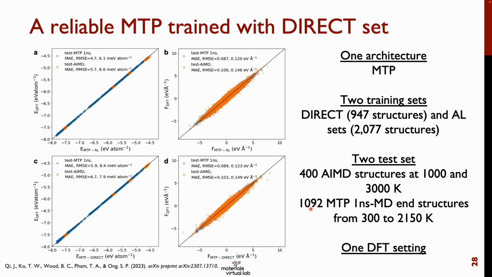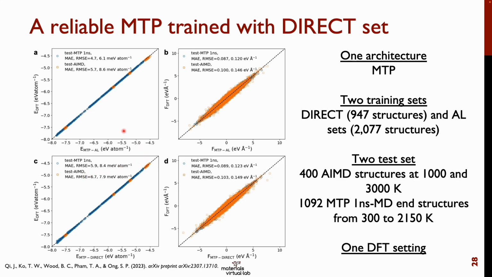The other is from the MTP MD that is performed to a 1 nanosecond long time scale to get the end structure and spanning a range of temperature. So you can see that the moment tensor potential trained with active learning has comparable force error with our MTP trained with direct sampling dataset. While for the energy, I would say they still have comparable values.